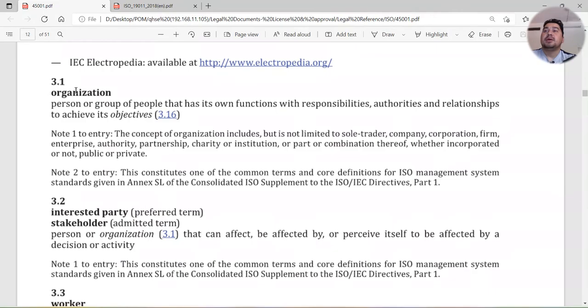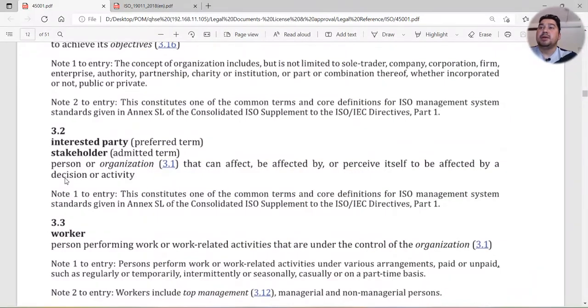Now, these are the definitions. We'll start here. If you want to know what is an organization, it is a person or group of people that has its own functions with responsibilities, authorities and relationships to achieve its objectives. So these are the definitions. Interested parties, preferred term; stakeholder, admitted term: person or organization that can affect, be affected by, or perceive itself to be affected by a decision or activity.